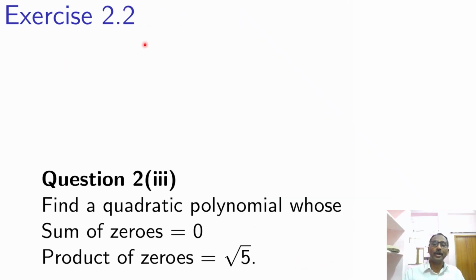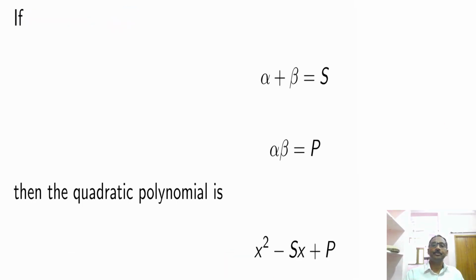Now exercise 2.2, question number 2, third bit. Find a quadratic polynomial whose sum of zeros is 0 and product of zeros is root 5. Can you say the formula? x square minus of alpha plus beta times x plus alpha beta. That means x square minus sx plus p. What is s given here? x square minus 0x plus p, where p is root 5, right? So x square minus 0 times x plus root 5.